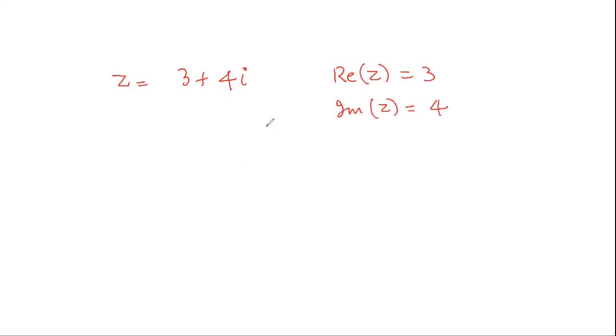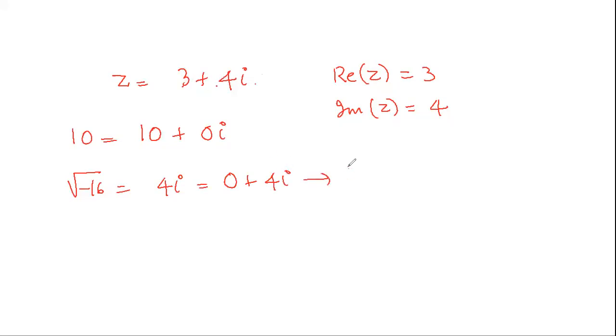Did you follow this? Now my question to you is: is 10 a complex number? Can I write 10 as a complex number? Yes, 10 can be written as 10 plus 0i. So it is a complex number. Root of minus 16, is it a complex number? Yes, sir. Root of minus 16 is 4i, which can be written as 0 plus 4i. Any number which can be written as a plus bi is called a complex number.